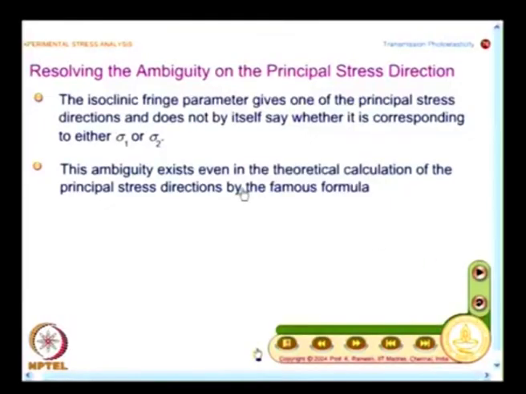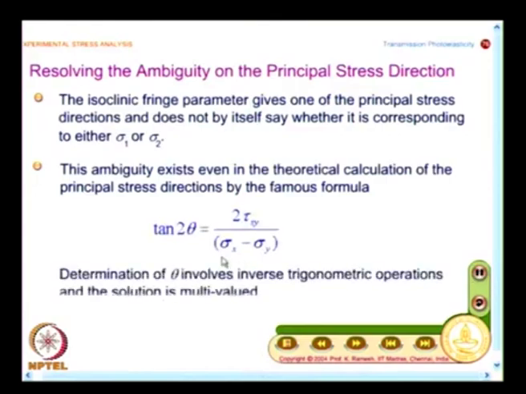No. We have also seen that the ambiguity exists even in the theoretical calculation of the principal stress directions by the famous formula you all know, tan 2 theta equals 2 tau xy divided by sigma x minus sigma y. When you find theta from this, because the evaluation of theta uses inverse trigonometric operations, the solution is multi-valued. You do not know whether it represents the theta 1 direction or the theta 2 direction. We have already seen principal stresses are arranged algebraically.